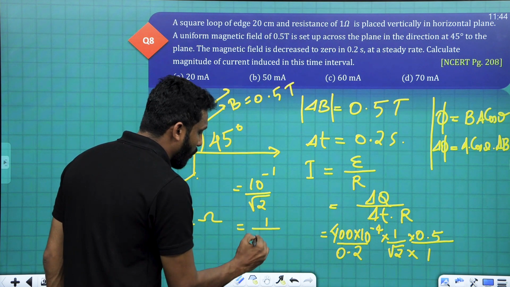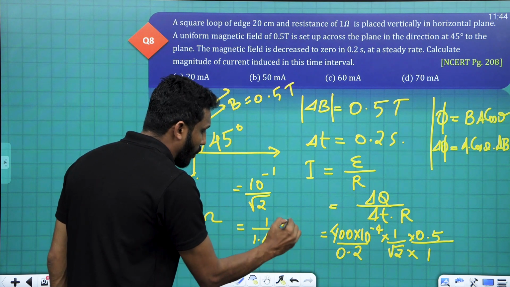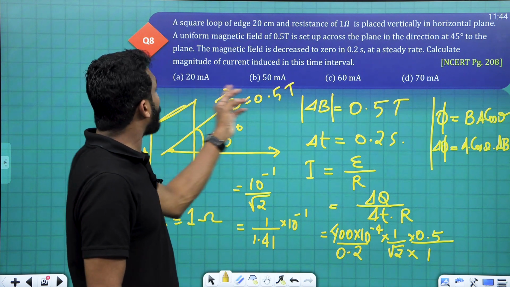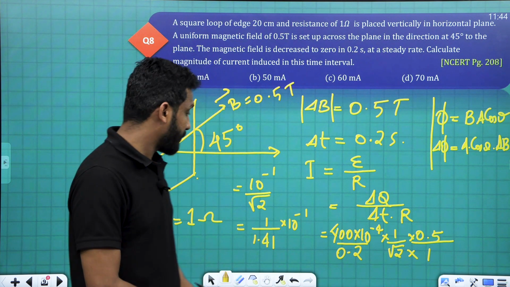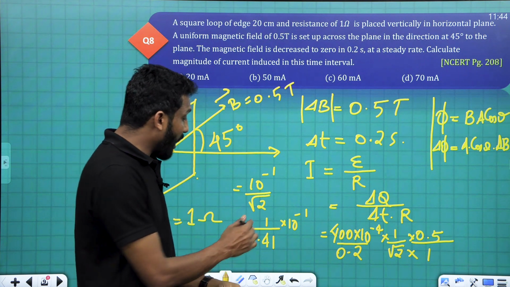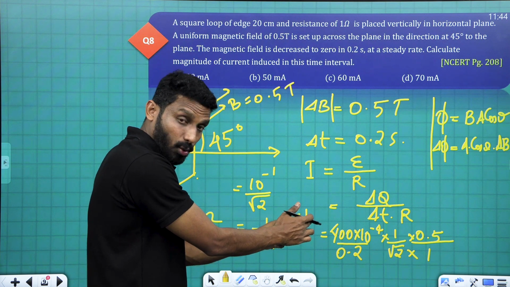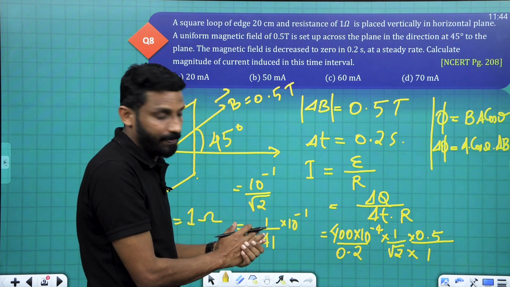Okay, 1 divided by 1.41 into 10 raised to minus 1. Clear? And here in the options there are milli. Okay, then we multiply this with 10 raised to 2, then this one with 10 raised to minus 2, then this totally will be milli.